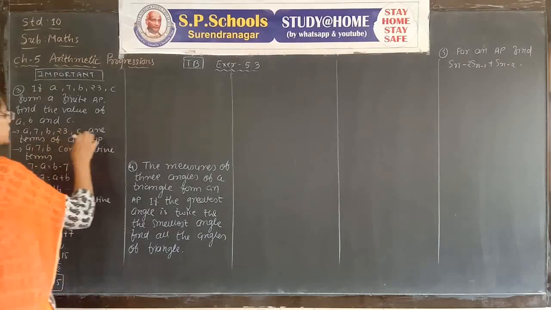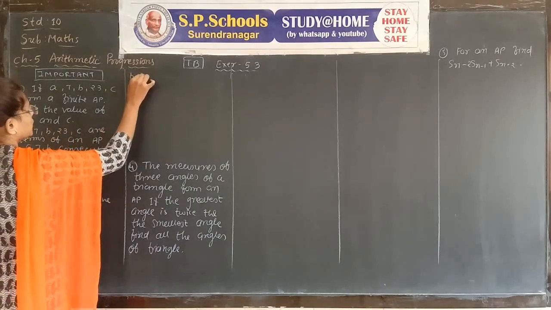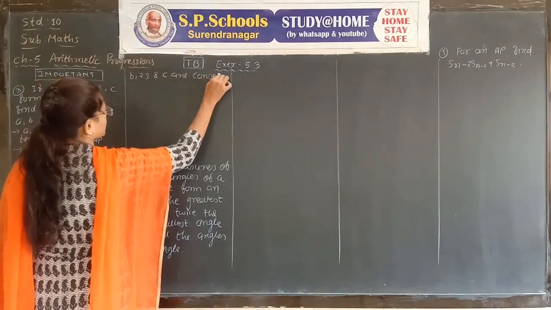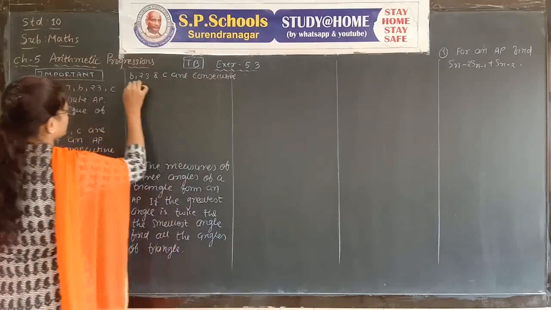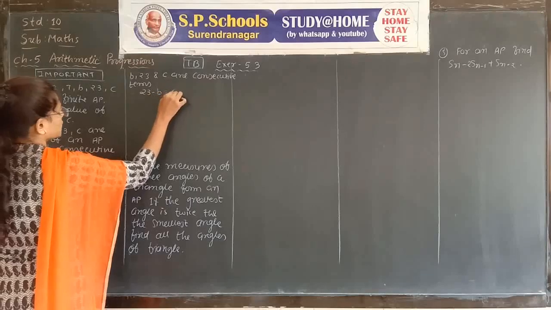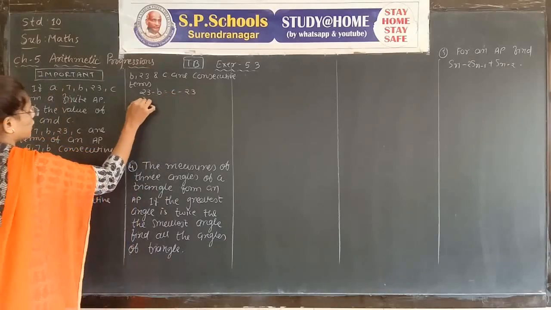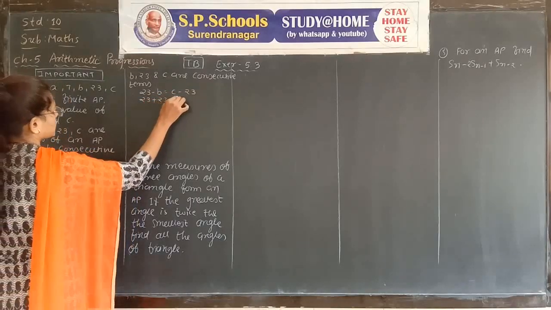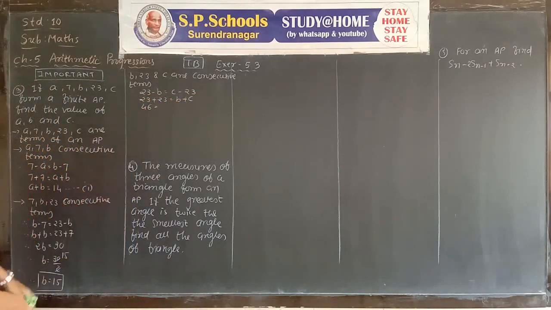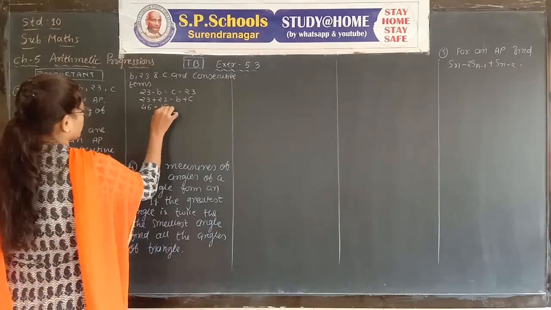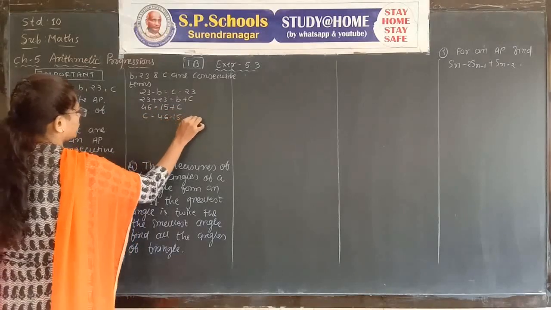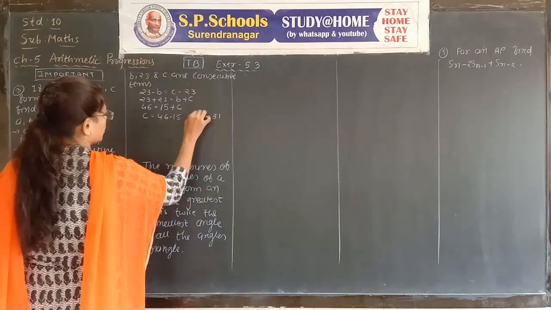Now the next three terms, B, 23 and C, are consecutive terms. Therefore, 23 minus B is equal to C minus 23. 23 plus 23 is equal to B plus C. 23 plus 23 is 46. Now we know the value of B, which is 15. 15 plus C. By making C the subject, 46 minus 15. That's why C is equal to 31.